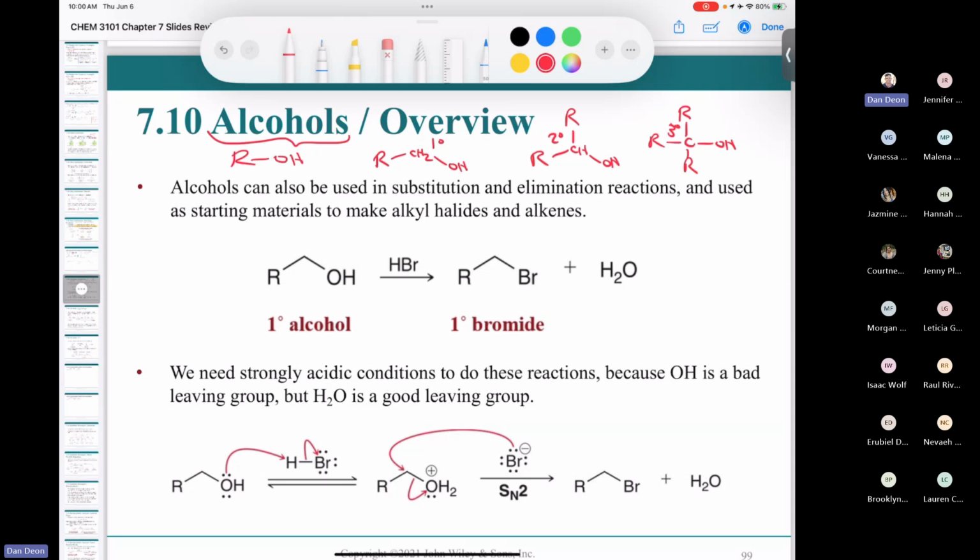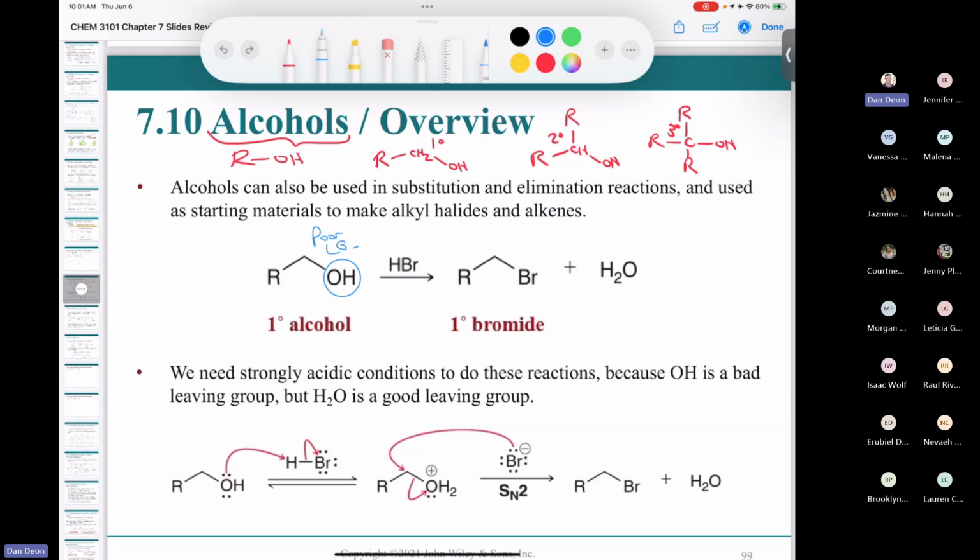So it says here, alcohols can also be used in substitution and elimination reactions and used as starting materials to make alkyl halides. So check this reaction out. I bet you could figure this one out without my help whatsoever. You know that a hydroxyl group is a poor leaving group. So how do you get a substitution reaction occurring here? Because bromide can't come in and just do a nucleophilic attack like this. That wouldn't happen because hydroxide is not a good leaving group.